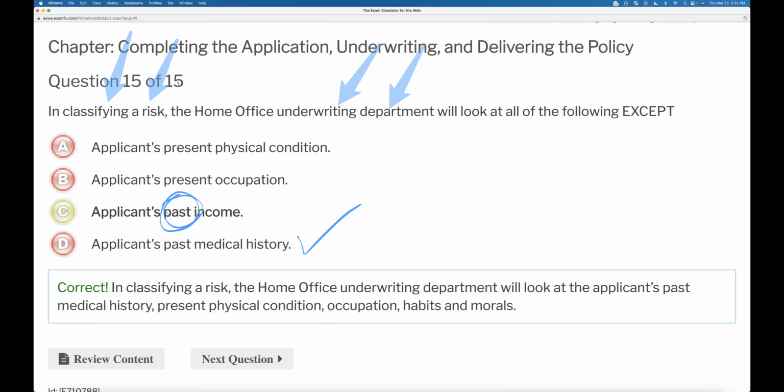What kind of job do you have right now? Is it hazardous? What's your physical condition right now? The only thing they do look at in the past is past medical history. Do you have any history of diabetes? Do you have a history of cholesterol, high blood pressure? But income, they don't care about the income. That's how you answer this one. You got it? Okay, I got it.